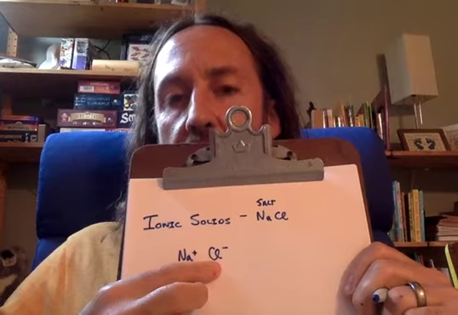Okay, so today we're going to talk about ionic solids versus covalent solids. So your ionic solid, a common one, is salt, NaCl. And it's made up of sodium ions attracted to chloride ions. And the thing is, you've got this structure.